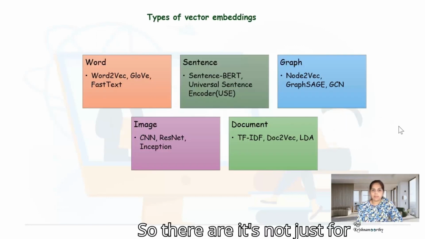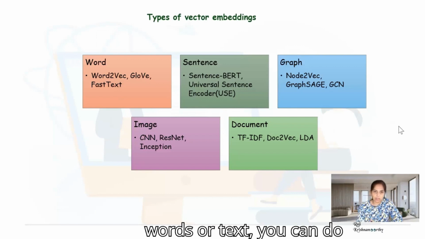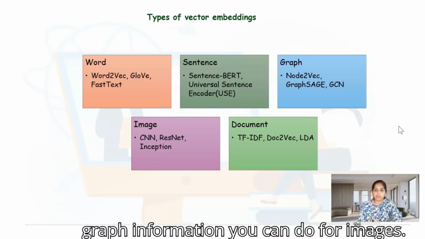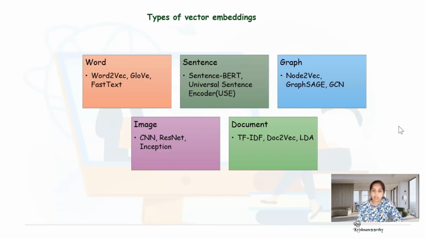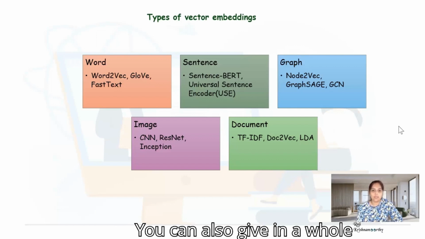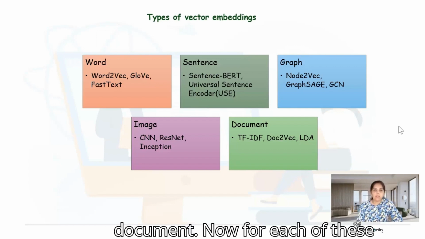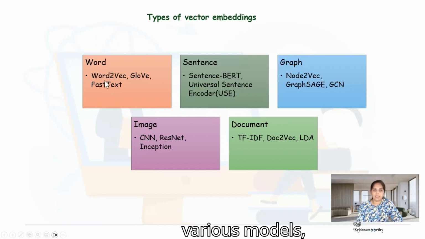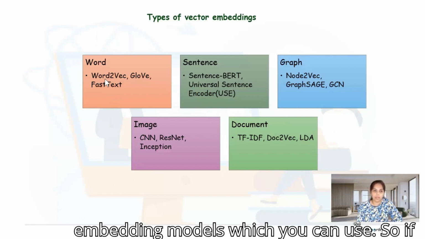So it's not just for words or text. You can do it for graph databases, graph information. You can do it for images. You can also give in a whole document. Now, for each of these types of vector embeddings, there are various embedding models which you can use.